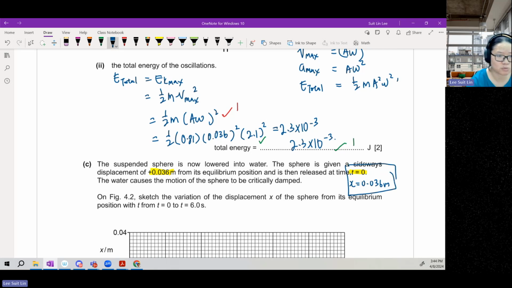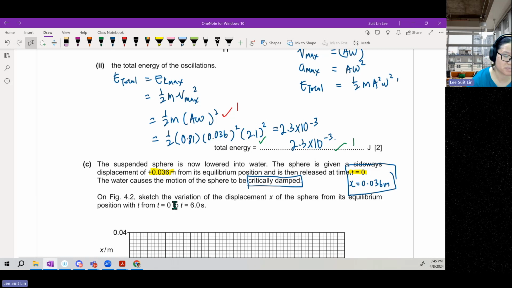Water causes the motion of the sphere to be critically damped. Nani, they can ask us to draw anything besides light damping? Yes. So it's a good time to revise the types of damping, because it's in the syllabus, although not popular in past years.